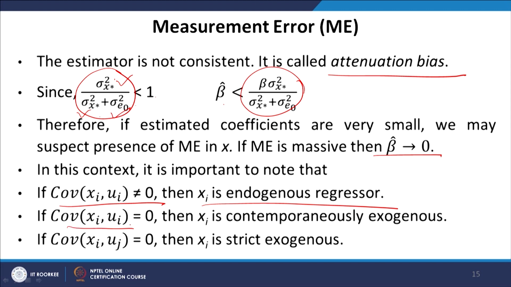If the covariance between x_i and u_i equals 0, then x_i is said to be contemporaneously exogenous. That is, this is a situation where the covariance between x_i and u_j is not necessarily 0, only this one is equal to 0. In that case we say that x_i is contemporaneously exogenous, and if the covariance between x_i and u_j is 0 for all i and j, then x is strictly exogenous. That is, the model does not explain or contain any information that may explain the independent variable x.